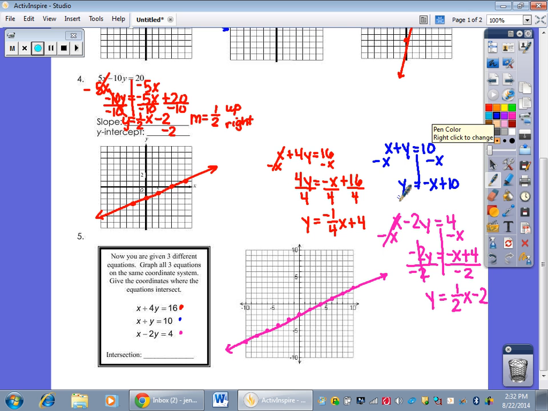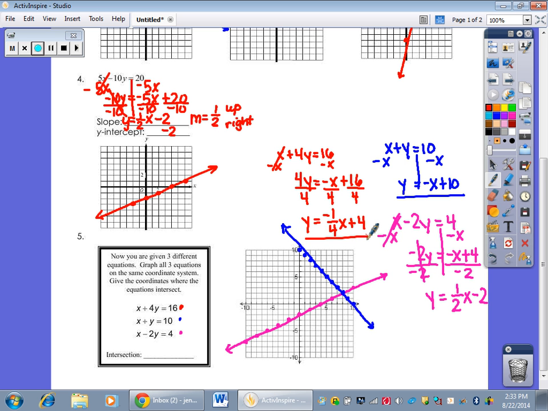Now I'll do the blue line. The blue line was negative x plus 10, so we begin at positive 10 all the way at the top and go down 1 and to the right 1. Okay, negative 1 means negative 1 divided by positive 1. So down 1 and to the right 1. I'm seeing a point of intersection there. But let's see where our third line is going to be.